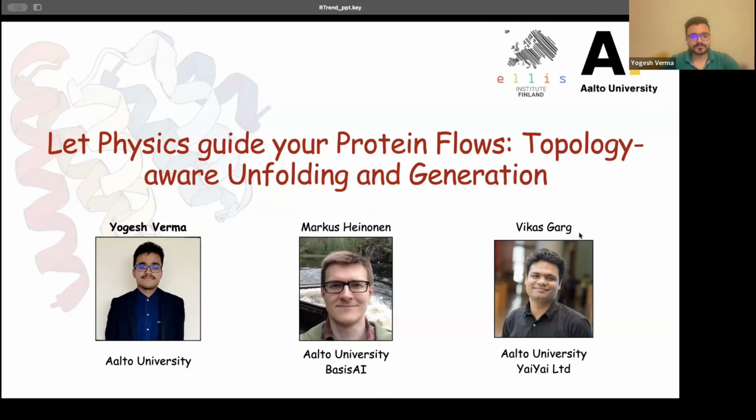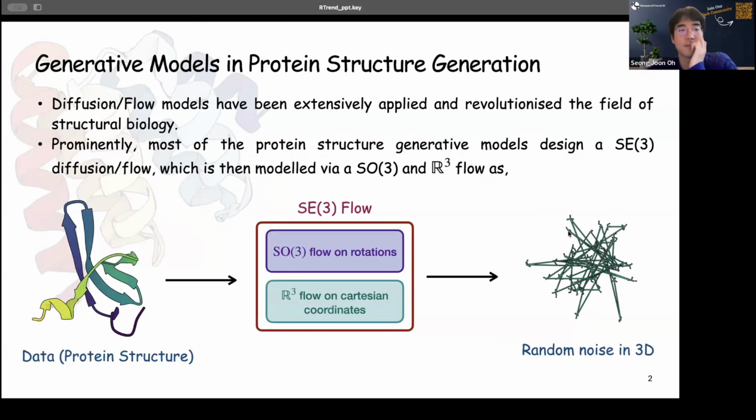So let's start. We know that diffusion and flow models have been extensively applied and have revolutionized the field of structural biology, spanning molecular generation, binder design, protein structures, and many more. Prominently in protein structure generation, most generative models follow an SE3 equivariant or invariant diffusion or flow method, where they learn an SE3 flow or diffusion, which they decompose into learning an SO3 flow, on the space of rotations, and an R3 flow in terms of Cartesian coordinates, which we will discuss more on how they represent it.